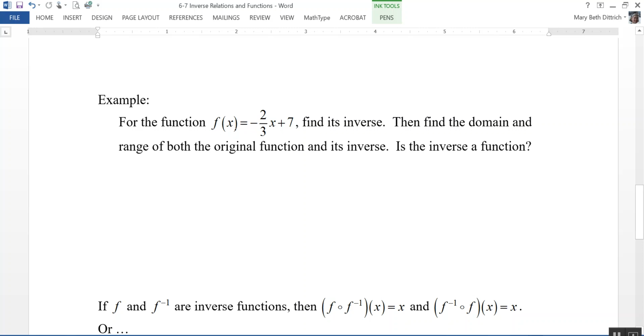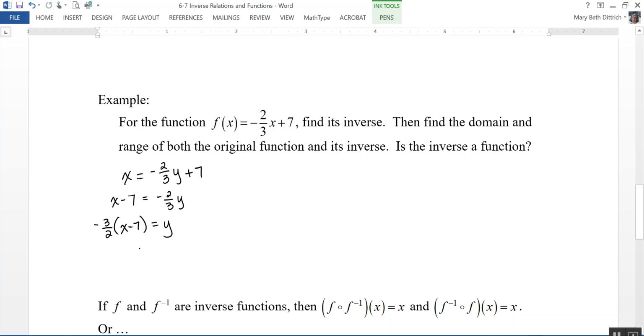Remember, I can think of f of x as equaling y. So switching x and y gives me x equals negative 2/3 y plus 7. And now let's solve for y. So I'll subtract 7 on both sides, and then multiply both sides by the reciprocal of negative 2/3. So that'd be negative 3/2 times x minus 7 is equal to y.